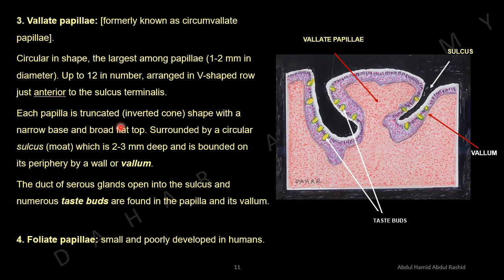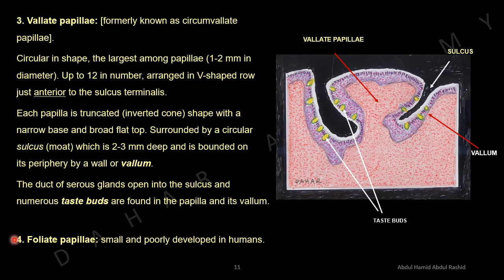Each papilla is truncated, that is inverted cone shape, with a narrow base and broad flat top, surrounded by a circular sulcus or moat, which is about 2 to 3 mm deep and is bounded on its peripheral side by a lateral wall called the vallum. The ducts of serous glands open into the sulcus, and many taste buds are found on both walls of the sulcus, that is on the lateral wall, the vallum, and on the vallate papillae.